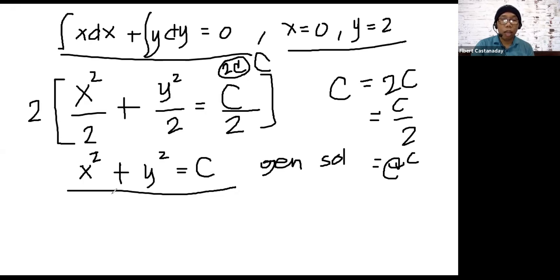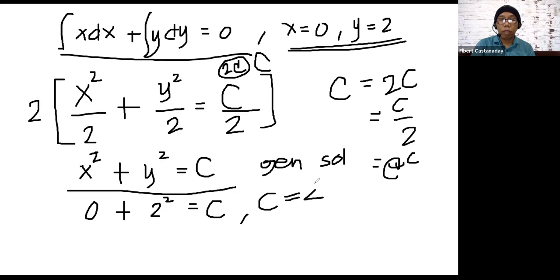You just write the entire equation and then put the value of c. That's the particular solution. So, we have conditions to determine that c. You apply x equal to 0 and y equal to 2 in this general solution. So, apply natin. 0 squared is 0 plus 2 squared is 4 equal to c. Ibig sabihin, c is equal to 4.